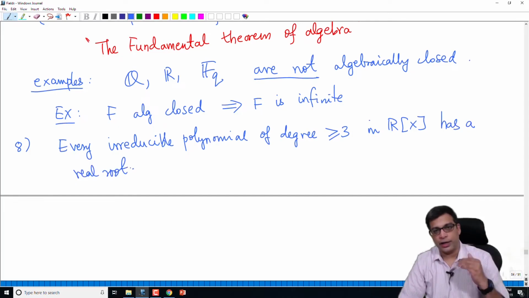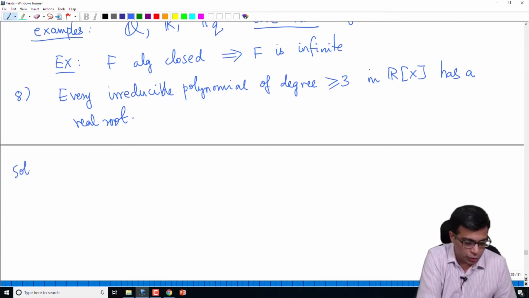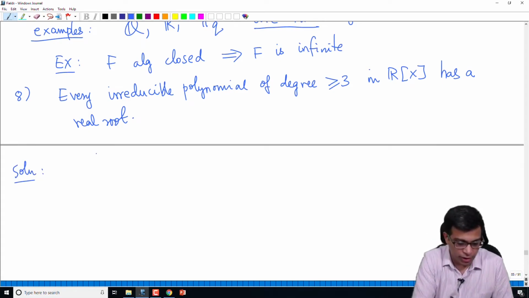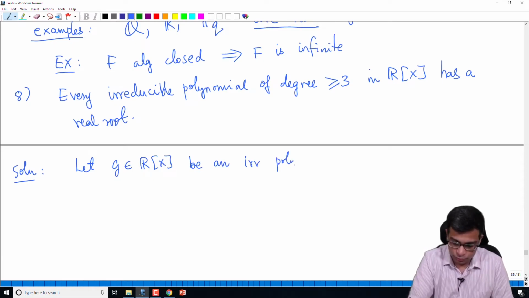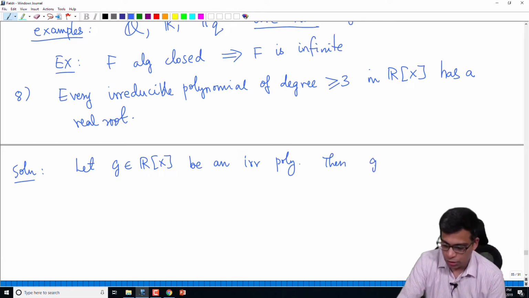So while there are irreducible degree 2 polynomials, there cannot be any irreducible degree 3 polynomials, irreducible degree 4 polynomials, and so on. The solution is going to use the fact that I wrote that C is algebraically closed, but then the proof is easy. So let G be an irreducible polynomial with real coefficients. Then of course G is inside C[x] also, right?